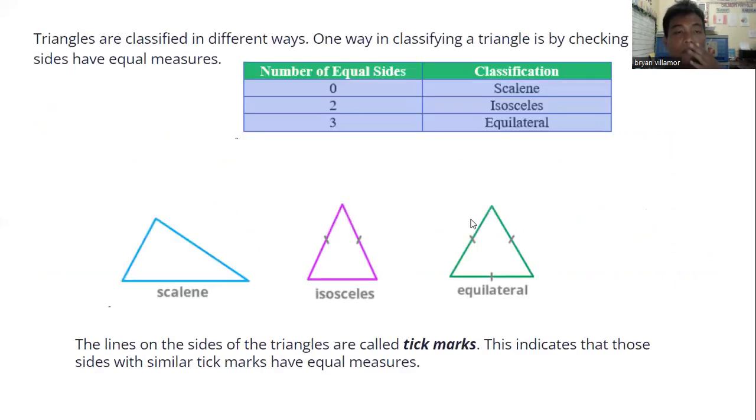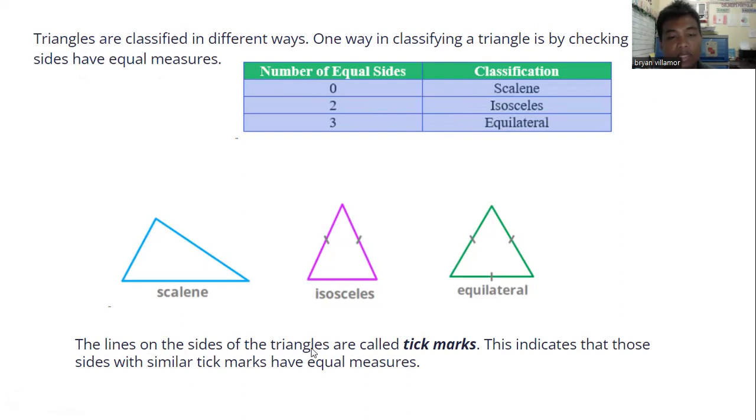Here, triangles are classified in different ways. One way of classifying a triangle is by checking how many sides have equal measures. Zero equal sides is scalene, two is isosceles, where they have two equal sides, and three is equilateral.